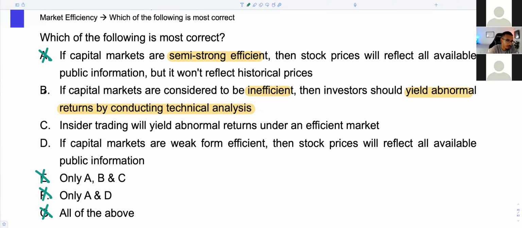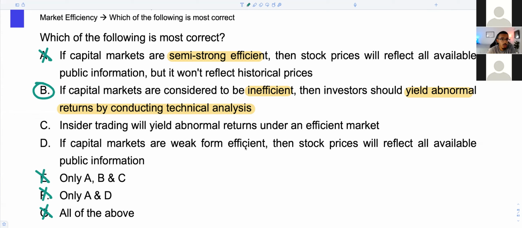That it's true. This one is for sure true because if a market's inefficient, it's not weak form, it's not semi-strong form, it's not strong form, and by definition, investors can have a party. They can make money easy, and they could definitely make money using technical analysis. Now let's look at B.